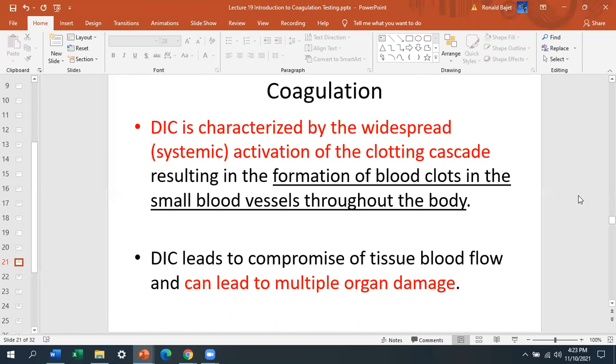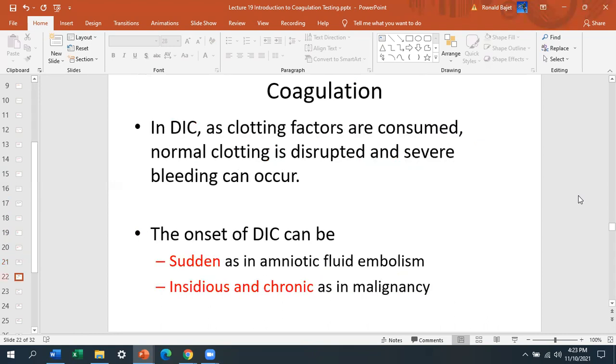When you have DIC, you want to dissolve clots. When you have a cut, you want to form a clot, but you don't want to form the clot forever. So you have to have the fibrinolysis to stop it, to counter it. So it's a balance. The balance between clot formation and clot degradation is called hemostasis. In DIC, as clotting factors are consumed, when I say clotting factors are consumed, that means the formation of a clot. The normal clot is disrupted and severe bleeding can occur.